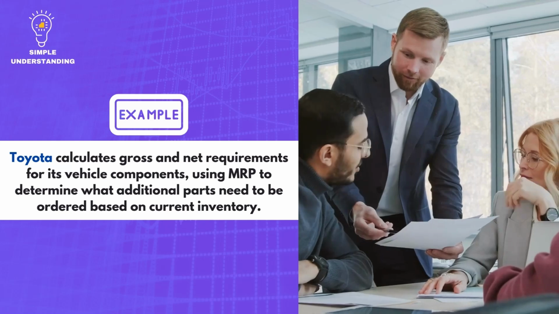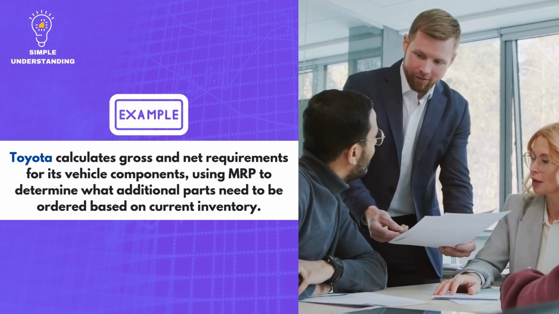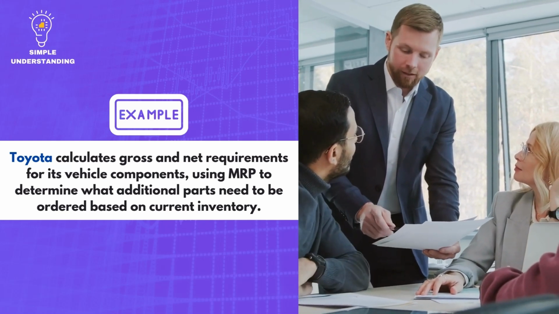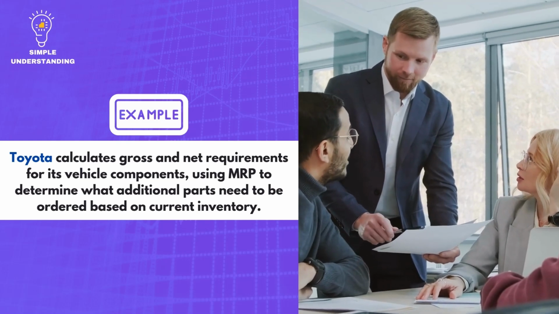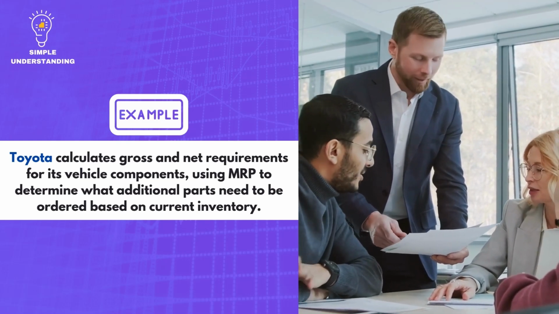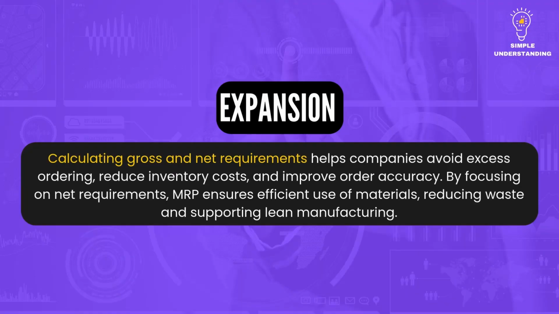Real company example. Toyota calculates gross and net requirements for its vehicle components, using MRP to determine what additional parts need to be ordered based on current inventory. Expansion. Calculating gross and net requirements helps companies avoid excess ordering, reduce inventory costs, and improve order accuracy. By focusing on net requirements, MRP ensures efficient use of materials, reducing waste, and supporting lean manufacturing.